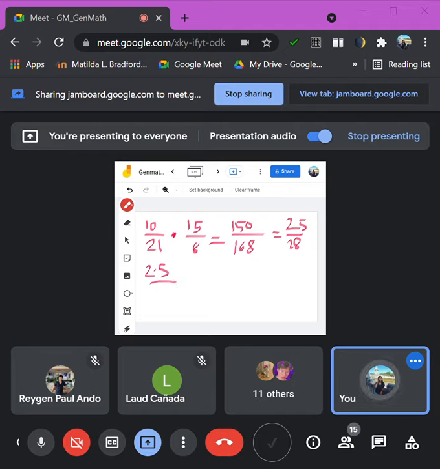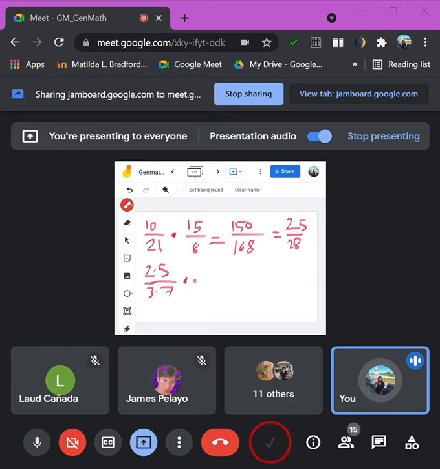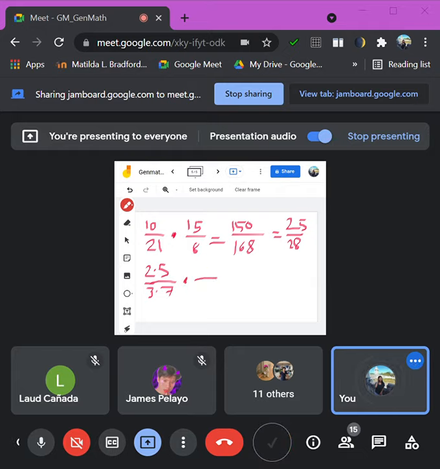How about prime factors sa 21? 3 and 7. Very good. Now, 15. How about 15? Unsay prime factors niya? 3 and 5. How about 8? That's 2 times 2 times 2, right? 2 times 2, 4 times 2, 8.